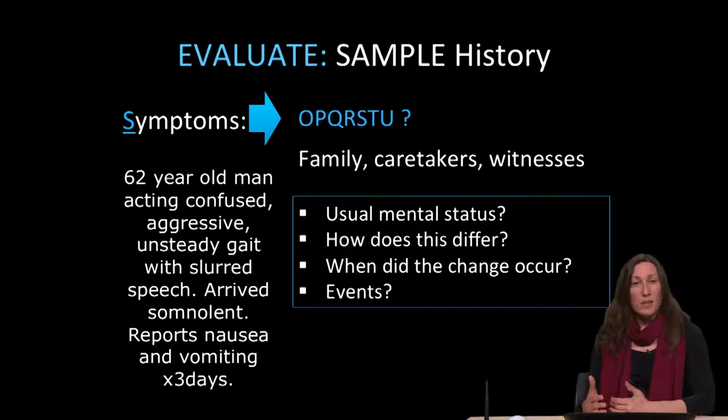One of the things that is important to obtain is, well, what's this patient's usual mental status? If you are able to talk to family, how does this clinical presentation right now differ from that patient's usual mental status? When did the change occur? How quickly did the change occur? And were there any specific events? Did they have a change in their medications that precipitated this change in their mental status? Again, there's a lot of detective work, and you have to look for alternative sources of information rather than just the patient.